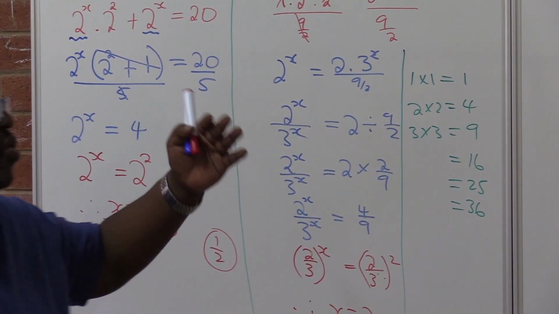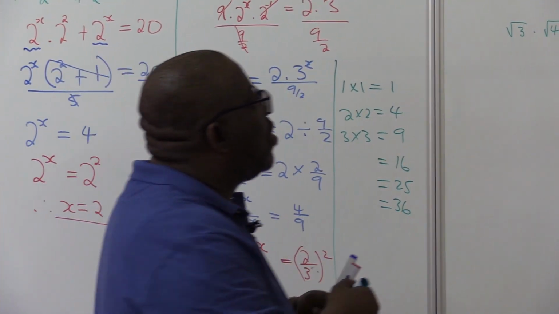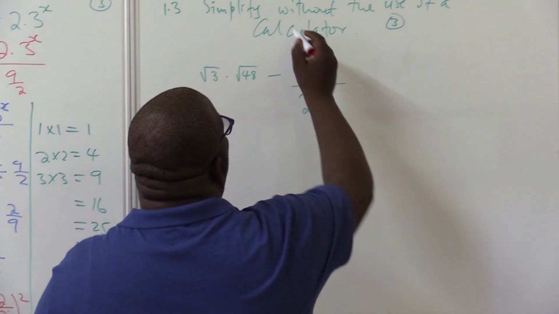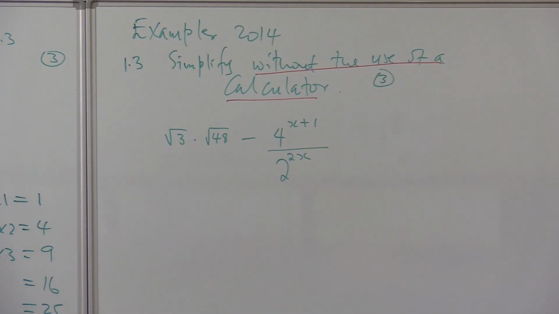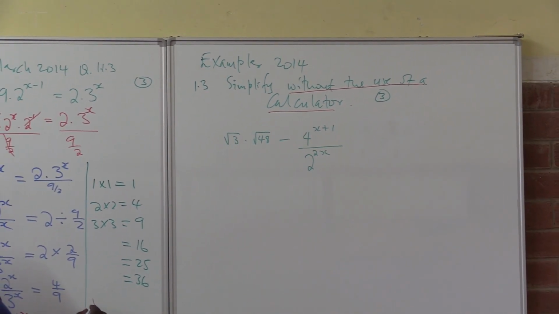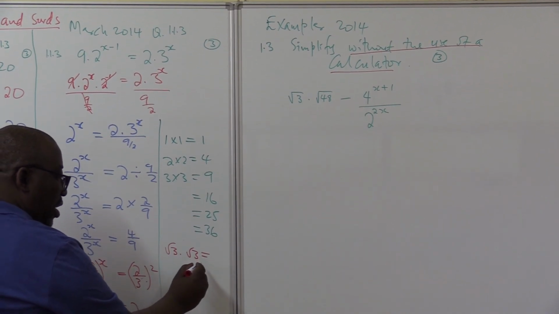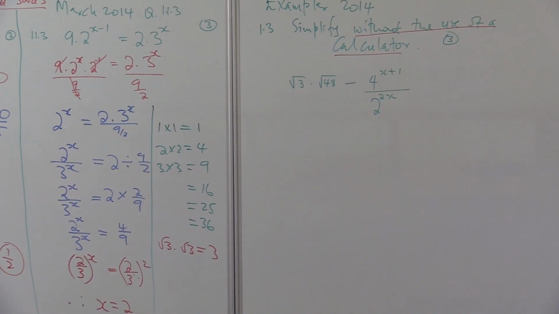Now think of perfect squares. Whenever you see such, think of perfect squares. Why do you have to think of perfect squares? Because it says without the use of a calculator. I can solve this: square root 3 times square root 3. What is square root 3 times square root 3? It is 3. I can't do this without a calculator. So that's why I said you must think of perfect squares.